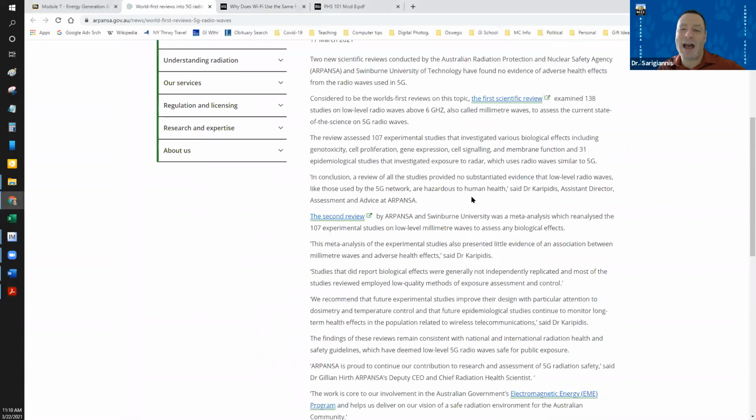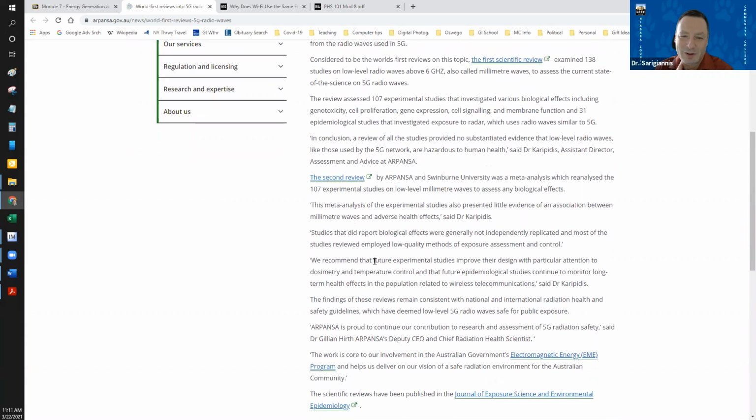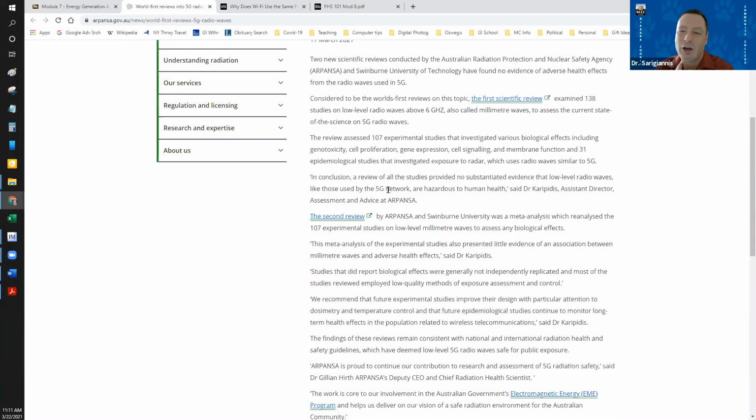And in fact, it's good that they do these studies, right? Because they want to make sure that, are there any significant effects to these RF towers that we're putting up, these radio towers? Do they have enough energy to cause problems? And what they're finding is that there's none, right? In conclusion, a review of all studies provided no substantiated evidence. So pretty much no evidence that low-level radio waves like those in the 5G network are hazardous to human health.